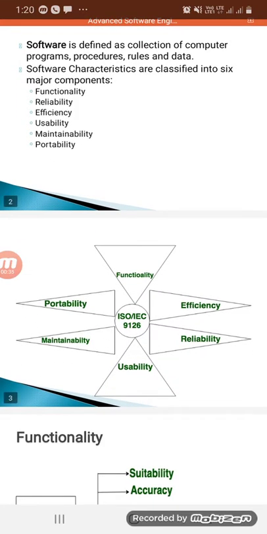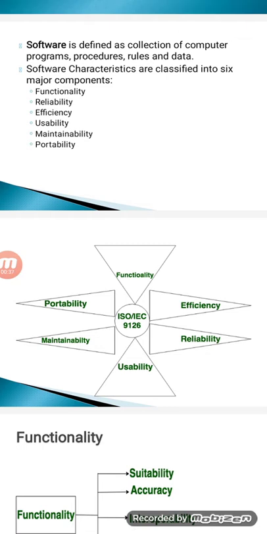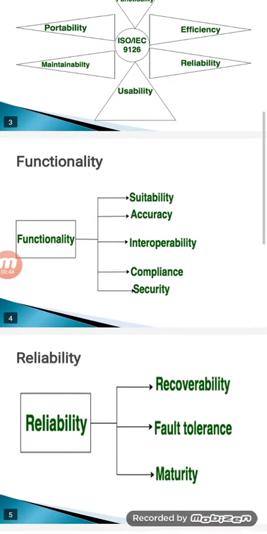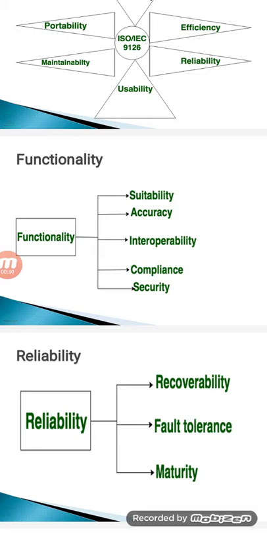So this is the block diagram of the characteristics of software with all its components. Let us see the components one by one. First one is functionality. What is this functionality going to do here?